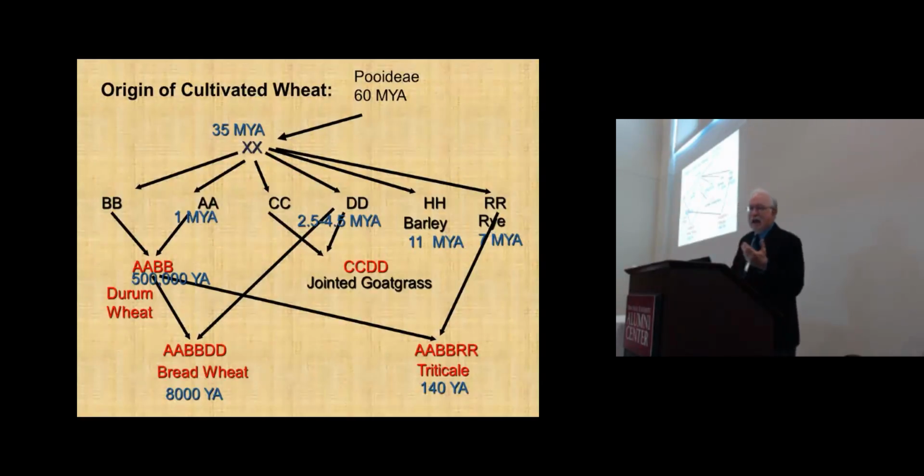What's interesting is about 8 to 10,000 years ago, the dicoccoides spontaneously hybridized with the tauschii to give us common or bread wheat. Okay? And about 140 years ago, the dicoccoides, or durum wheat probably, hybridized with rye to give us triticale. So the idea of convergent evolution is not something which is ancient. Now, what do you need to think about this?